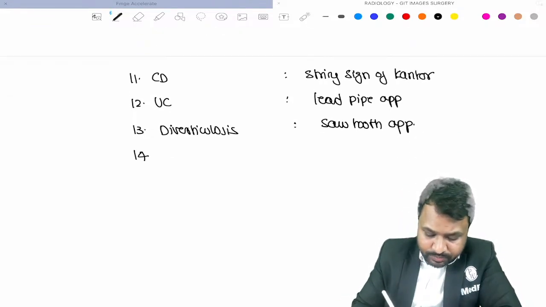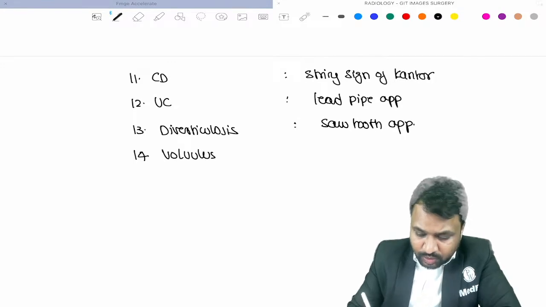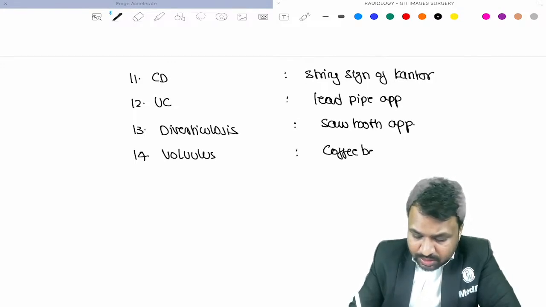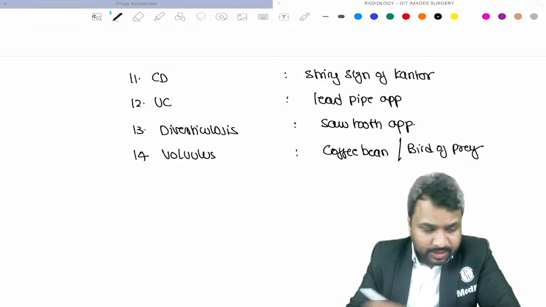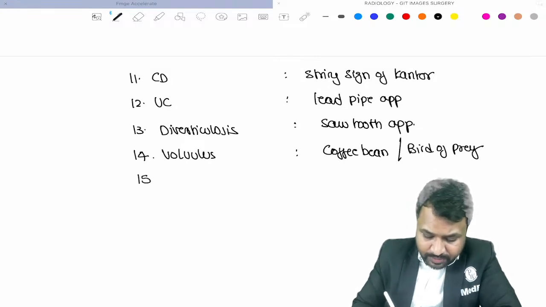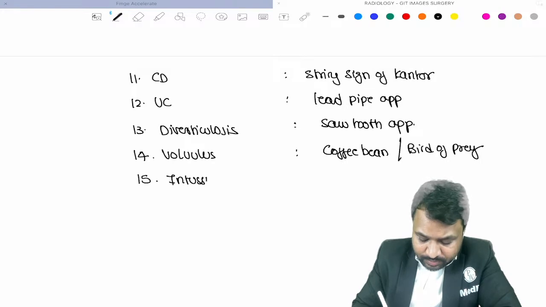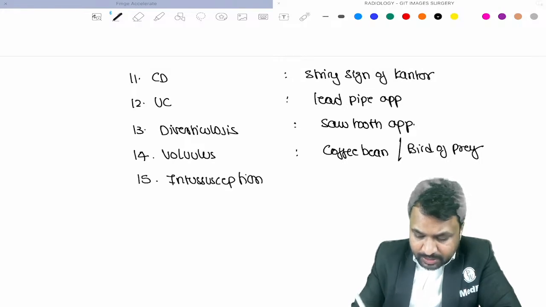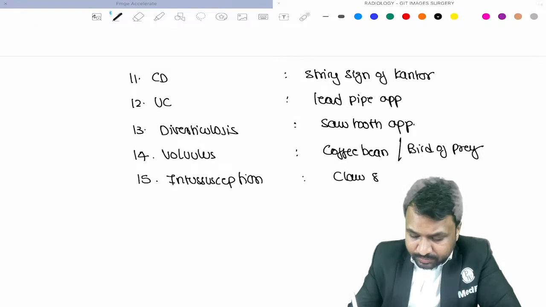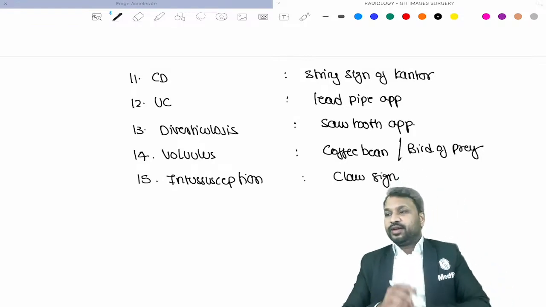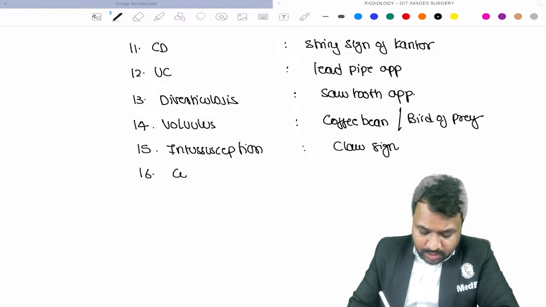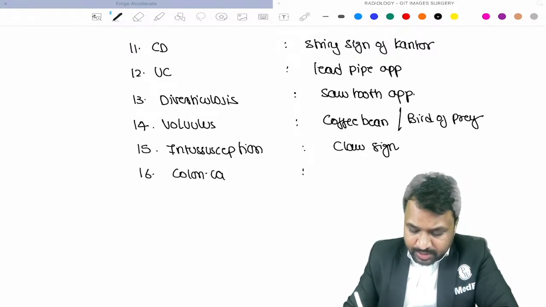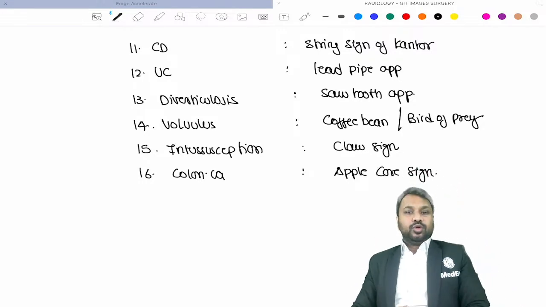In volvulus, you have the coffee bean sign. There's also the bird of prey sign. In intussusception, we have the claw sign. In colon cancers, again there is the apple core sign.